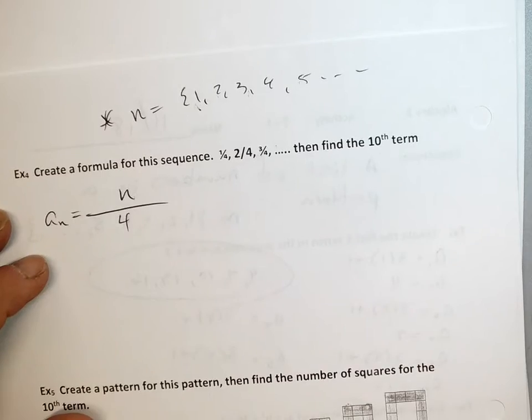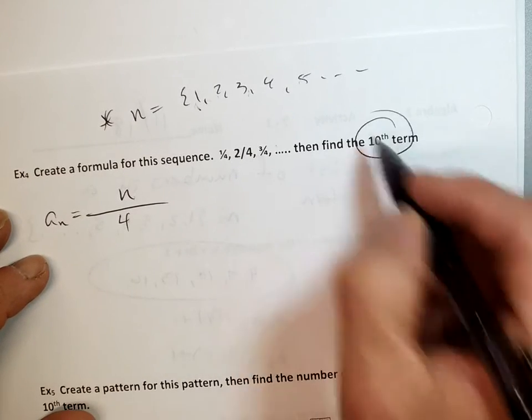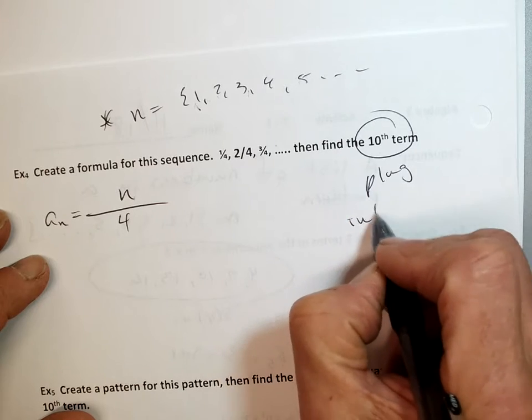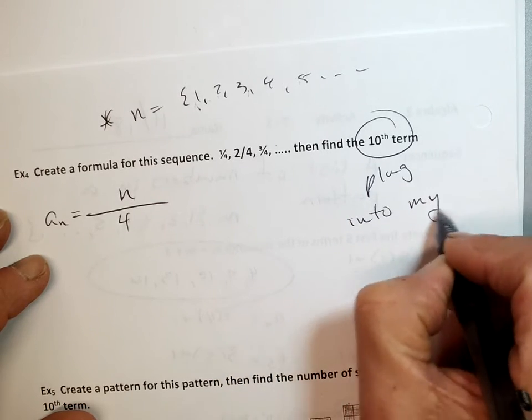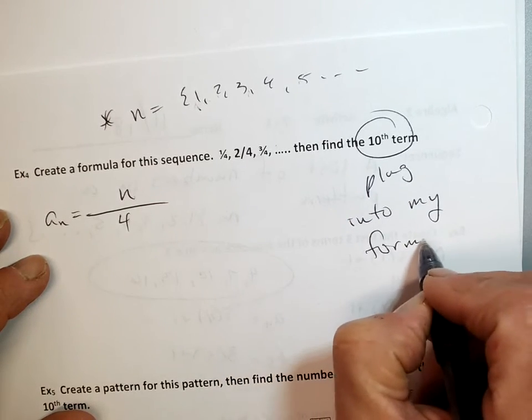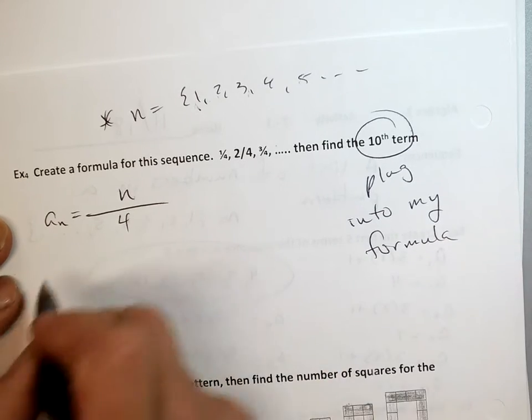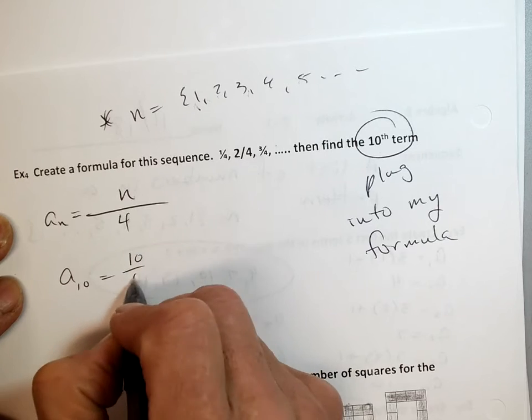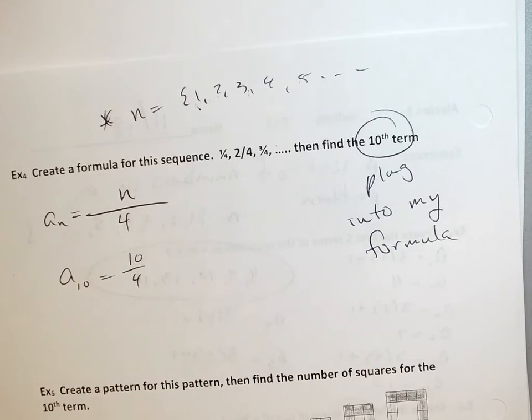Now if I want to find the 10th term, that's easy, right? Got a formula? Just plug it in. Plug into my formula. All right, this is going to be great. So a of 10 equals 10 over 4, and that's my answer, or 5/2, or 2.5.